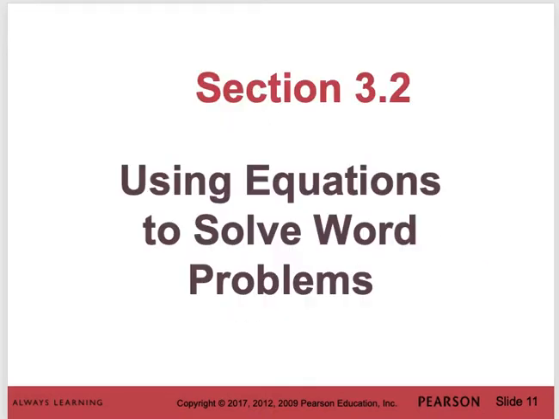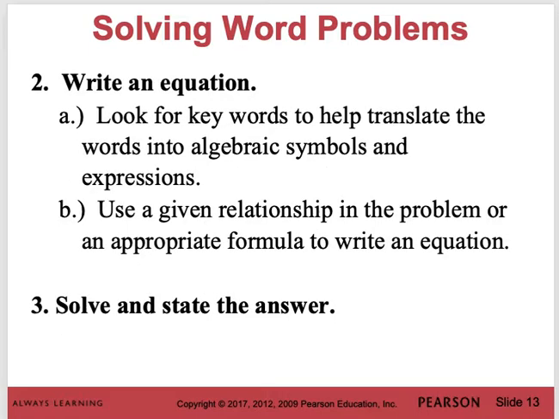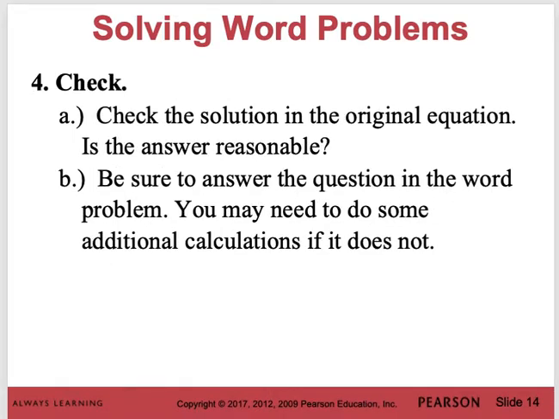In the next section, we're using those equations to solve some word problems. So first we need to read the problem and understand what information is important. It helps to draw a sketch or label the information, choose a variable to represent your unknown quantities, and figure out what information you know and what variables you need to solve for. Look for keywords to help you and look for relationships. And when you're finished or you've reached a solution, check and make sure it makes sense.